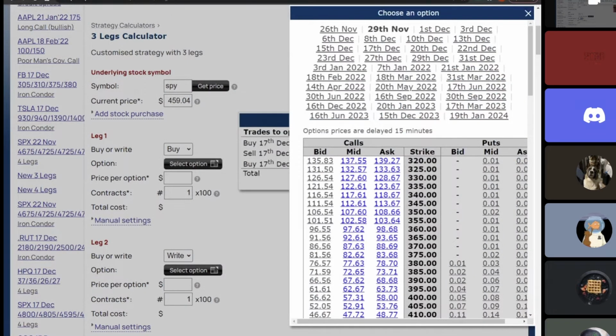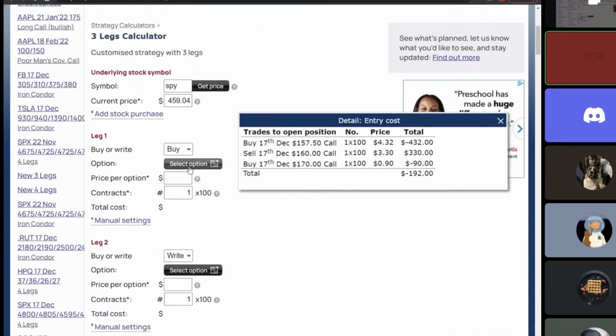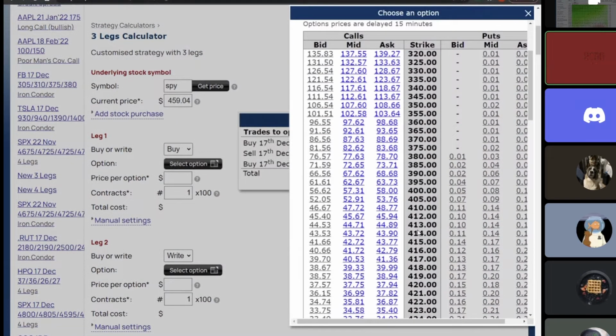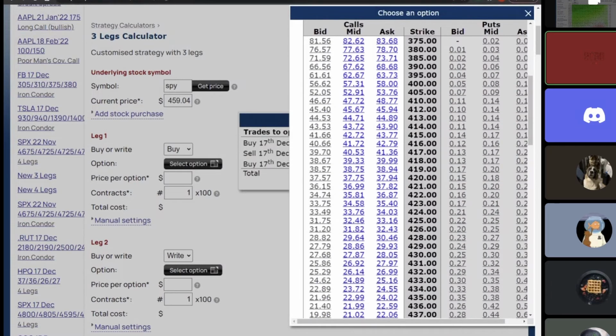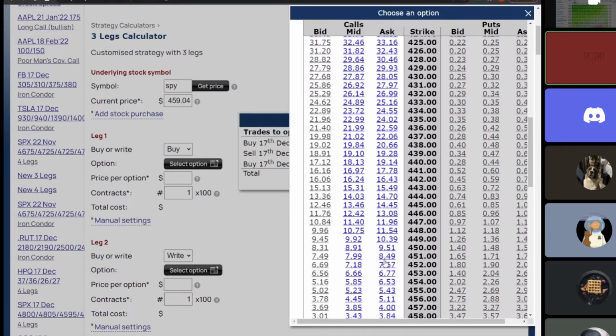Okay, I got SPY put spreads on there. So let's do a SPY put spread for December 17th. So we'll do December 17th for a SPY put spread. In this case, you think it's going to go down, correct? Okay, is what you're saying. And SPY price is at 459, the current price.